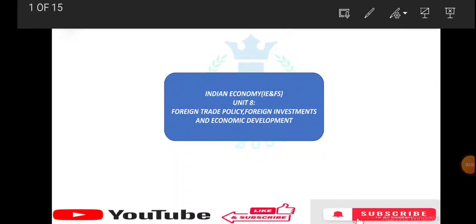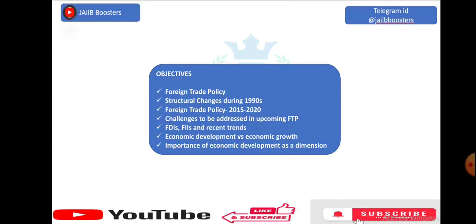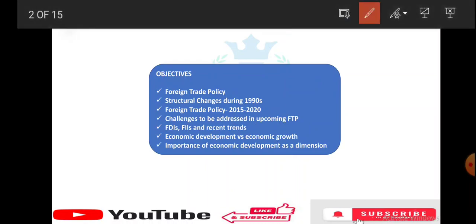Hi everyone. Indian economy is the first paper of JAIIB. Now we are going to discuss Unit 8 of Module A in Indian economy. The Unit 8 chapter is Foreign Trade Policy, Foreign Investments and Economic Development. So let us discuss this topic. What are the objectives we are going to discuss in this chapter?